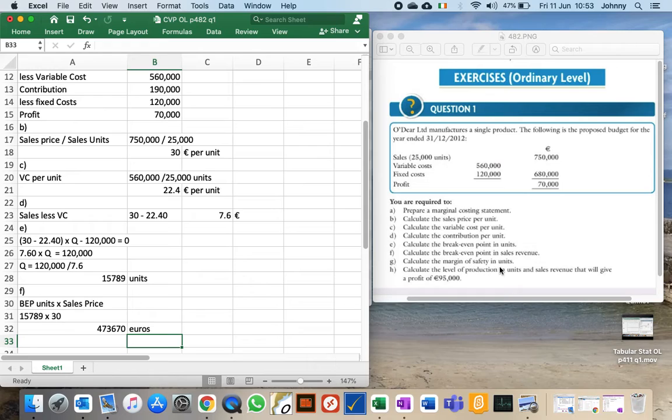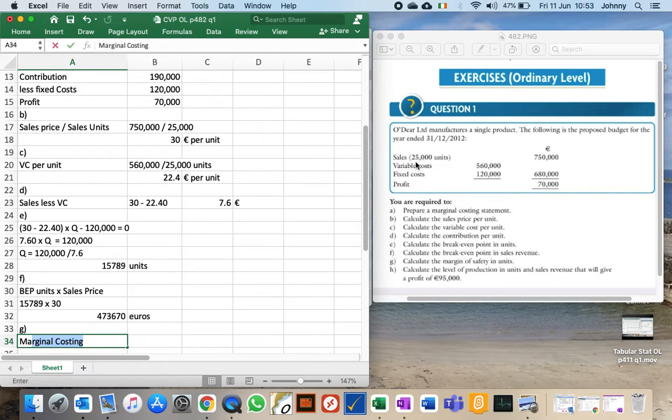Now we have to calculate the margin of safety in units. The margin of safety is basically how much of a cushion do we have in case we don't reach our target. And our target given the question is 25,000. So how much can we underachieve our target by before we start going into a loss-making situation? So margin of safety is going to be our forecast sales less our break-even point in units.